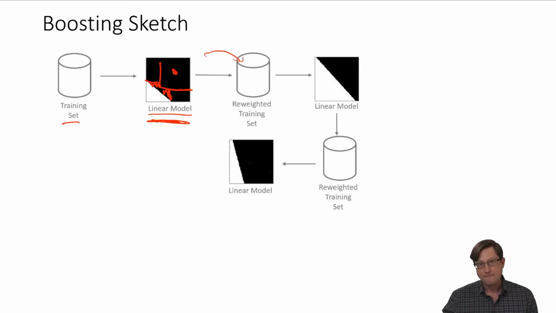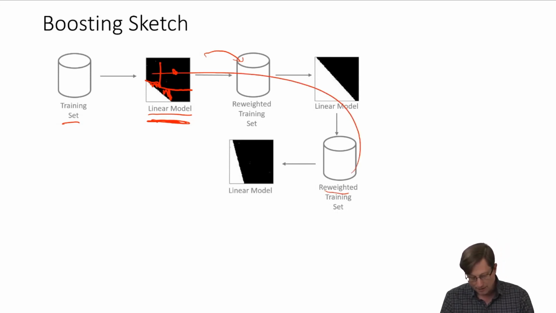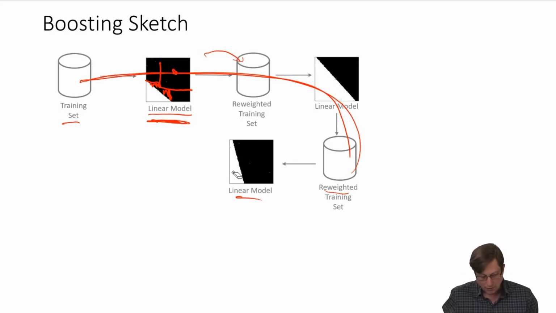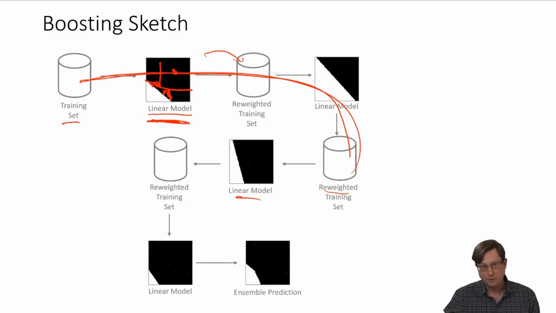Then you do it again. And now you're reweighting based on things that have been kind of consistently wrong in this entire process. And in this particular little example, you can see that now we're starting to get to the point where we're getting in on those hard regions of the little concept that we've been talking about. You could keep going, reweight it again, do it as much as you want. And then at the end, you do an ensemble prediction by voting.